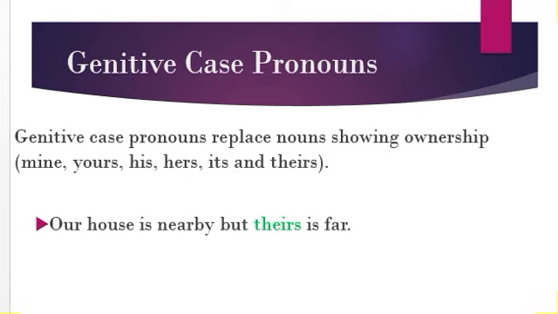Next one now, we have genitive case pronouns. These are pronouns that replace nouns showing ownership. For example, our house is nearby but theirs is far. Our house is nearby, but their house is far. So instead of saying their house, you can say theirs is far. Very easy. So you have examples: mine, yours, his, hers, its, and theirs.